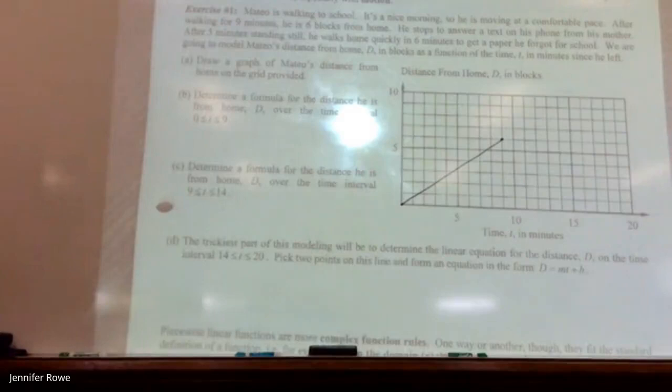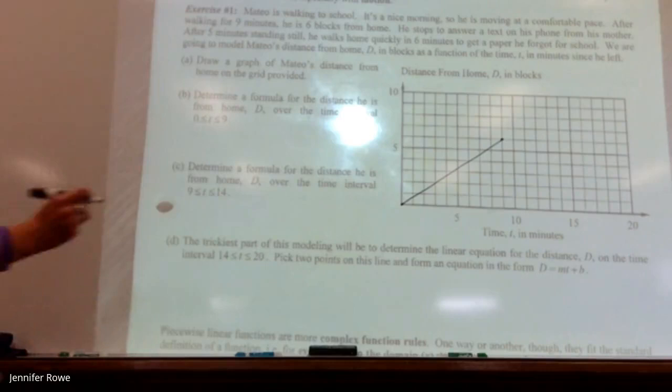Now, at the end of the 9 minutes, what did he do? He stopped still for 5 minutes. What happens when he stops still? That's a straight line. What kind of straight line? Horizontal. 5 minutes: 1, 2, 3, 4, 5.